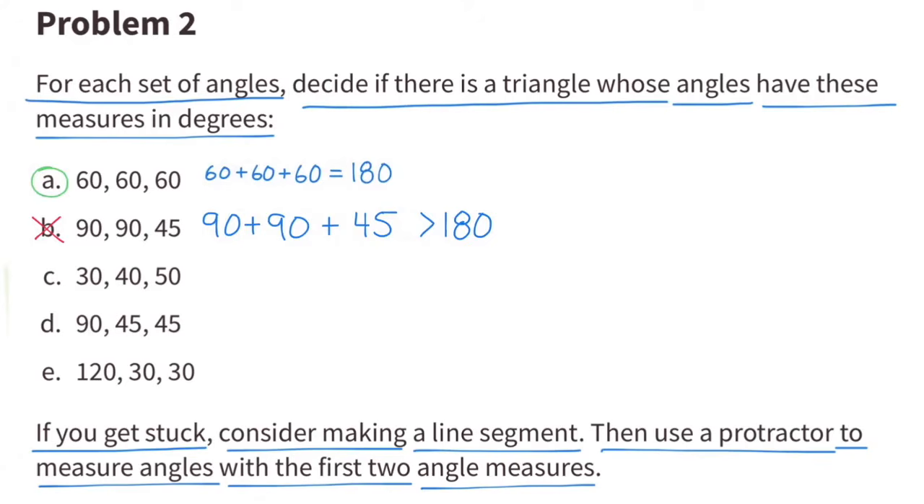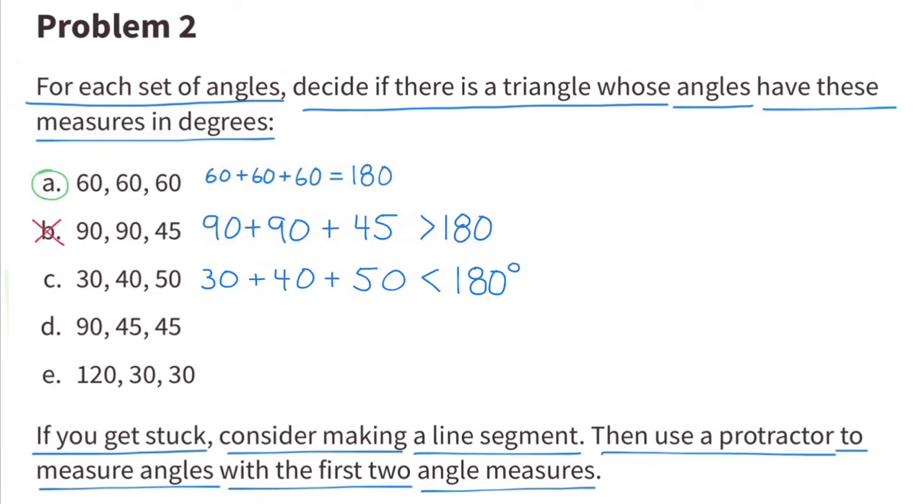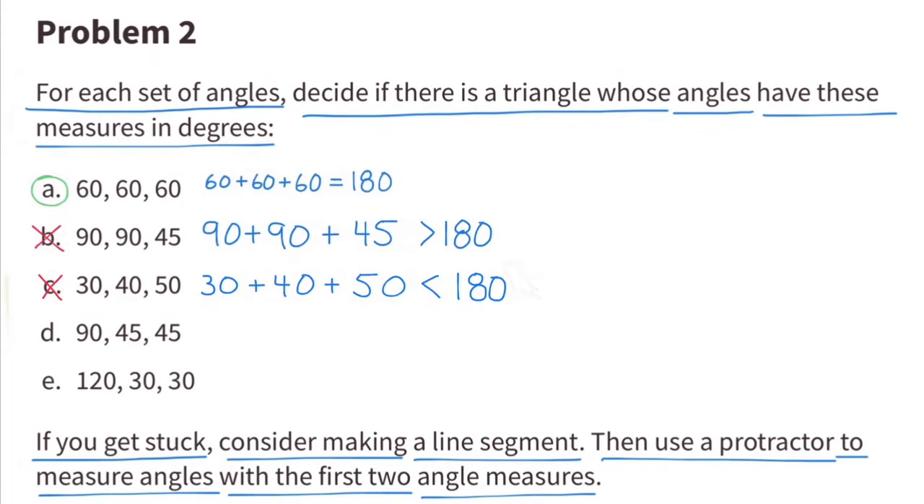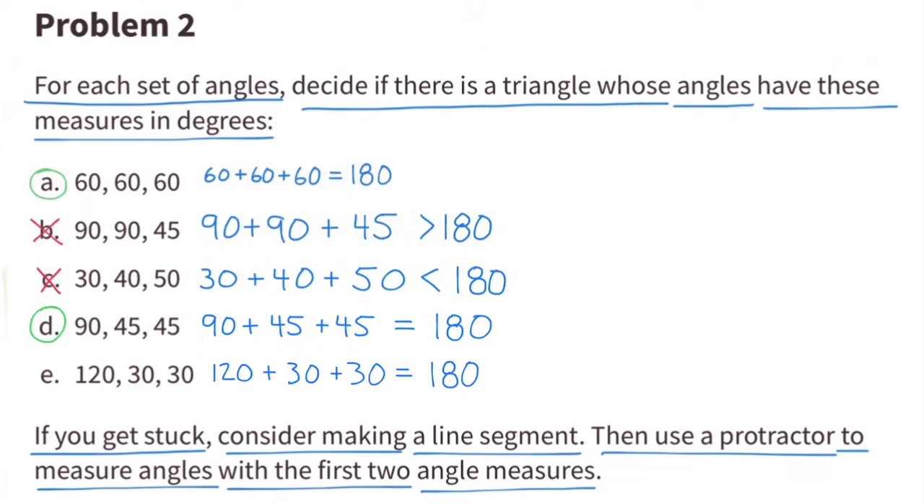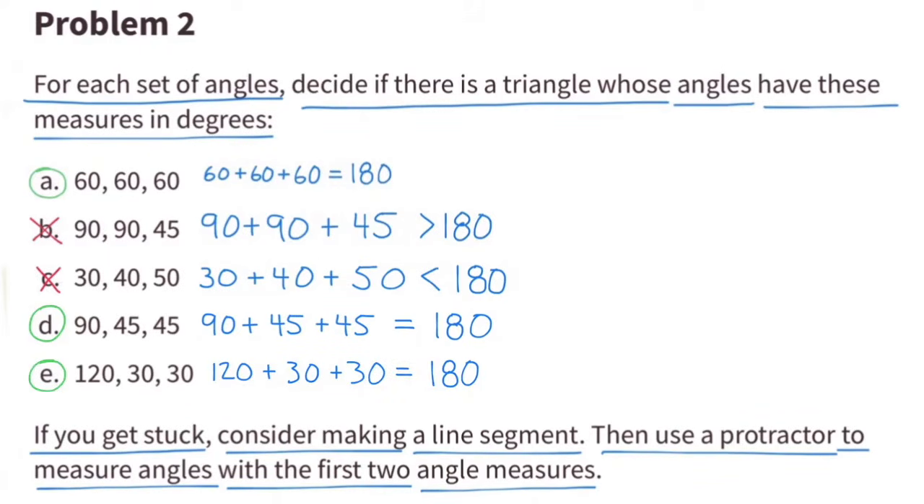C. 30 degrees, 40 degrees, and 50 degrees. 30 plus 40 plus 50 is less than 180, so this would be no. D. 90 plus 45 plus 45. 90 plus 45 plus 45 is exactly 180 degrees, so D would be yes. E. 120 plus 30 plus 30. Well, 120 plus 30 plus 30 is exactly 180, so E would also be yes.